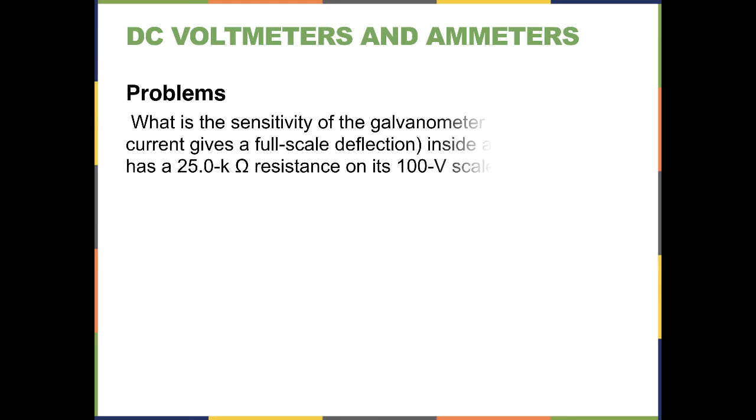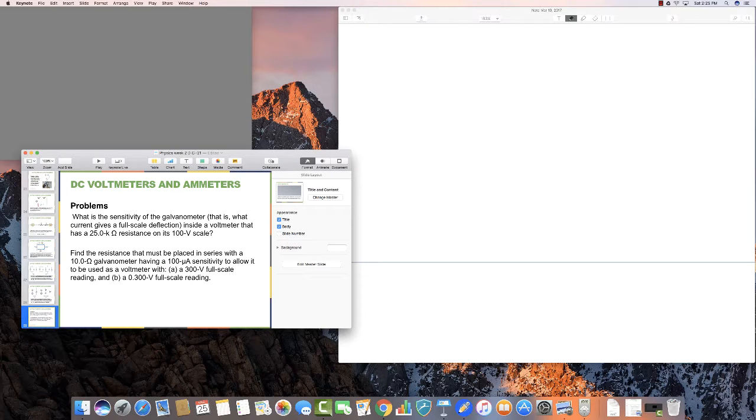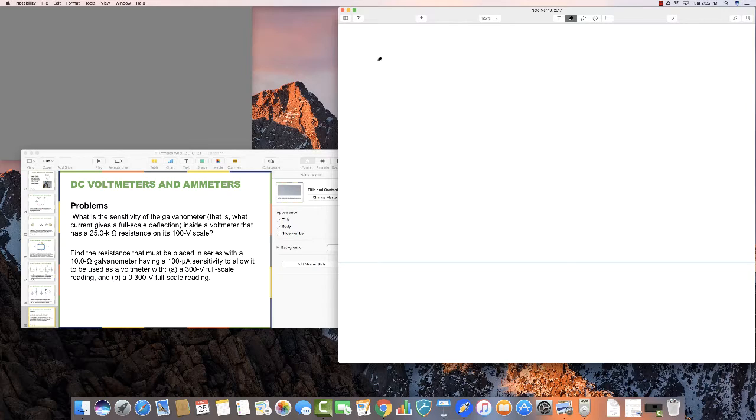So let's take a look at one set of problems here using what impact the voltmeter has. This first problem is very straightforward, and it asks: what is the sensitivity of a galvanometer inside a voltmeter that has an internal resistance of 25 kiloohms on a 100 volt scale? Well, it's very simple. V is equal to IR, so I is going to equal V over R. And so the sensitivity here is going to be 100 divided by 2.5 times 10 to the fourth. So the sensitivity is going to be 4 times 10 to the minus 3 amps, or 4 milliamps, which is pretty good.